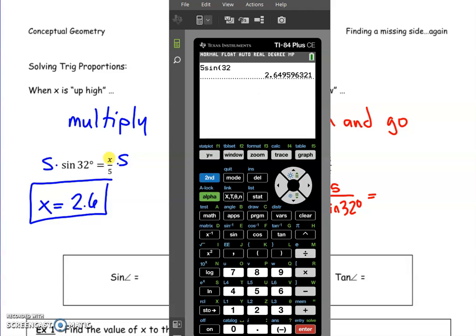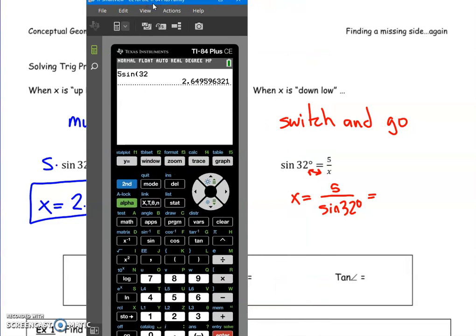Now we go to do that on the calculator. We'll see 5. Obviously, we hit our division key here. Type in sine 32 and hit enter. So it's the nearest tenth. That's going to be 9.4.